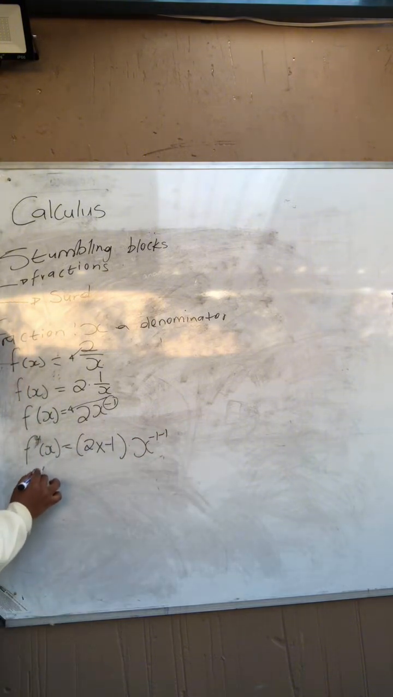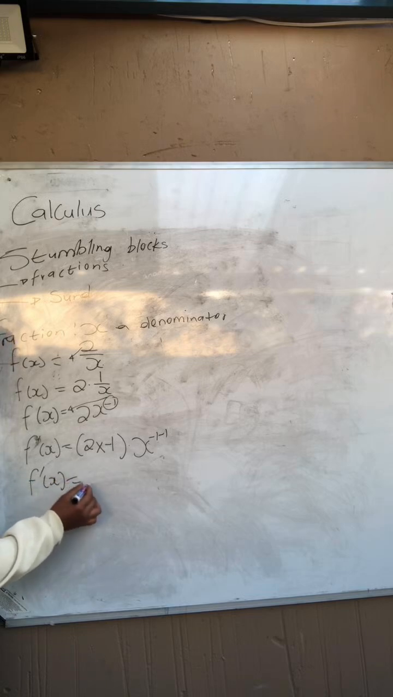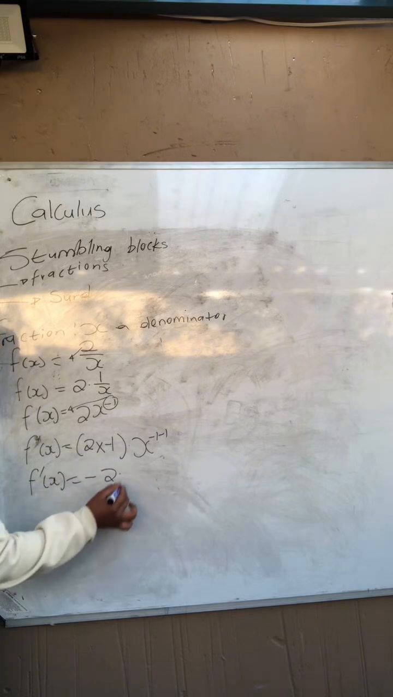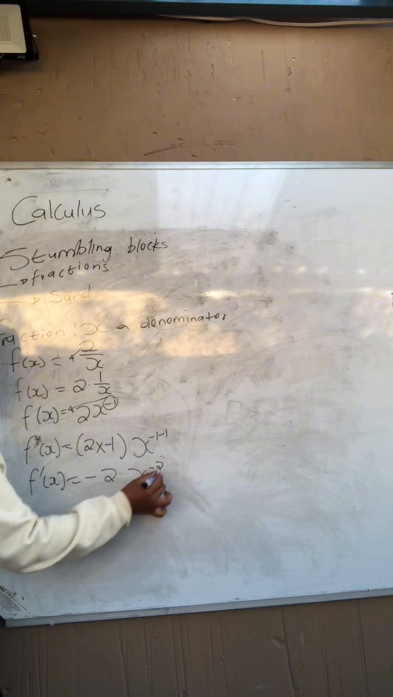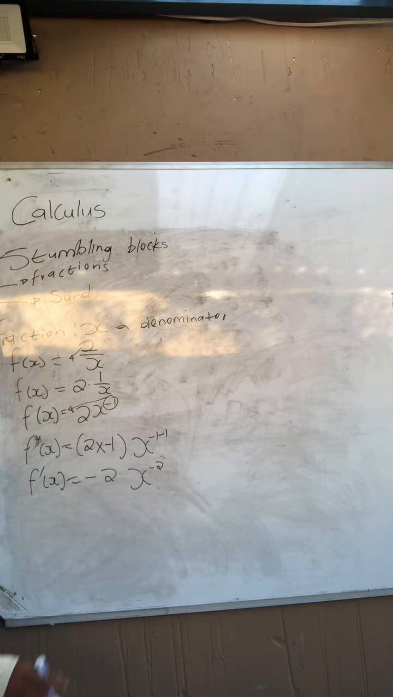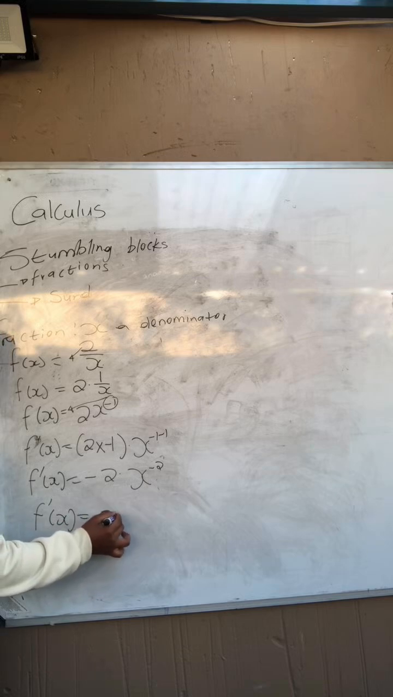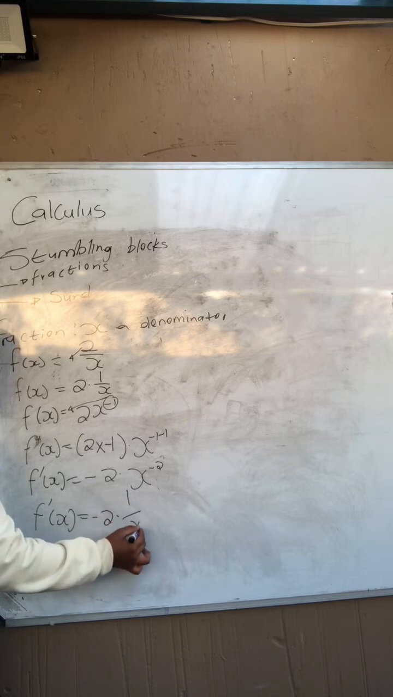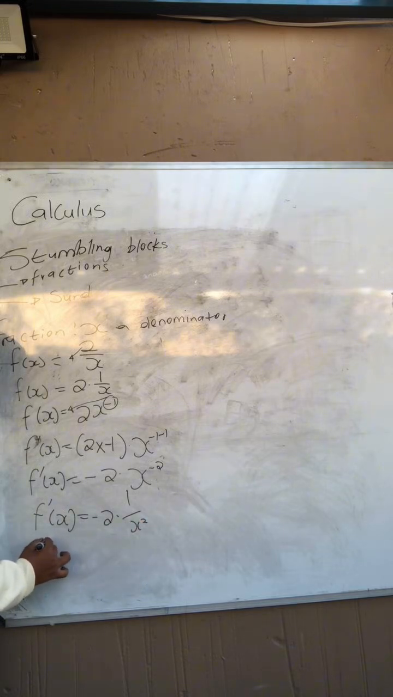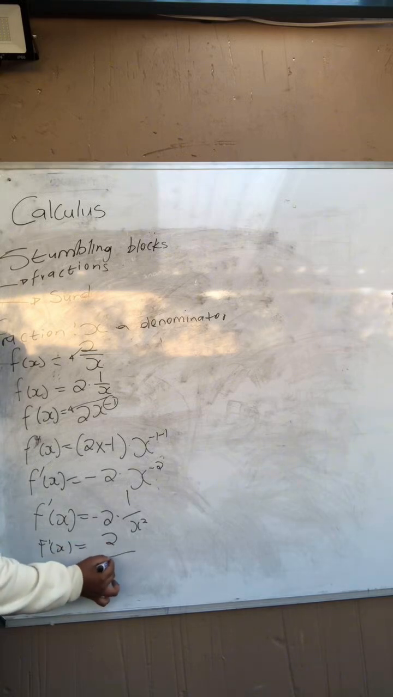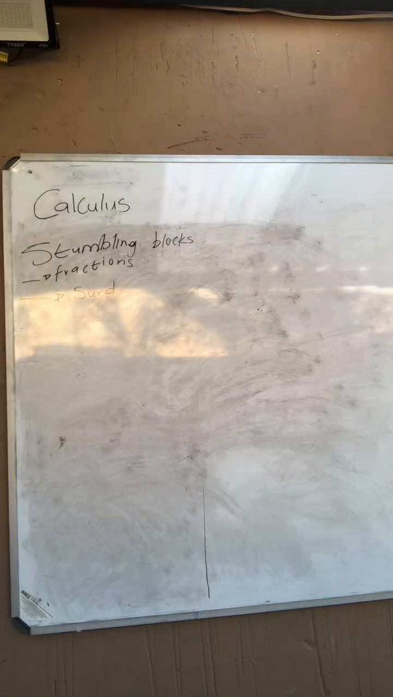So f prime of x is equal to negative 2 multiplied by x to the power negative 2. Our final answer should be in a very simplified form. So we'll have f prime of x, which is equal to negative 2 multiplied by 1 over x squared. This is equal to 2 over x squared.